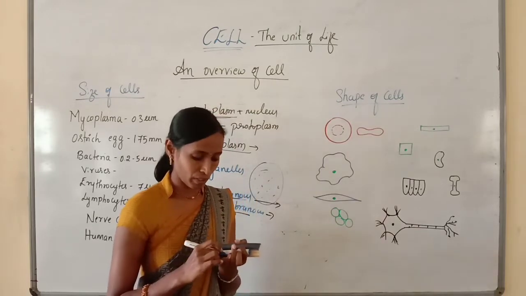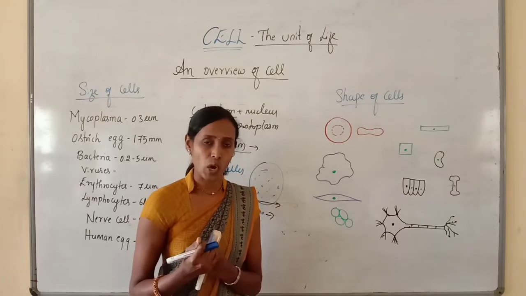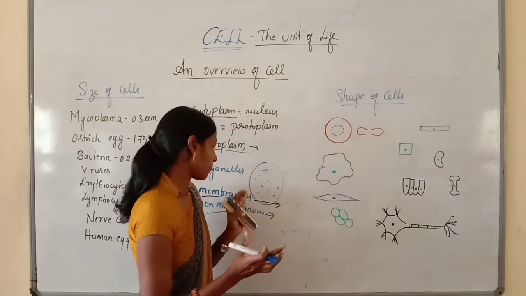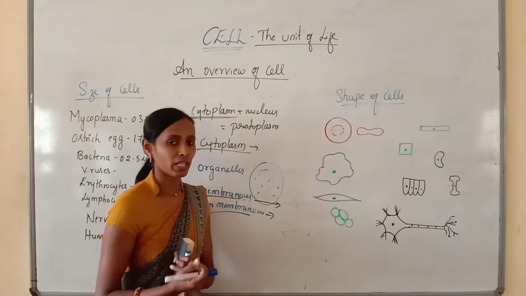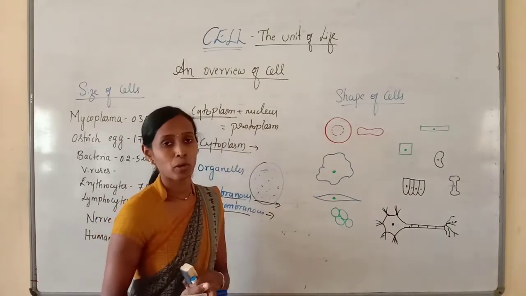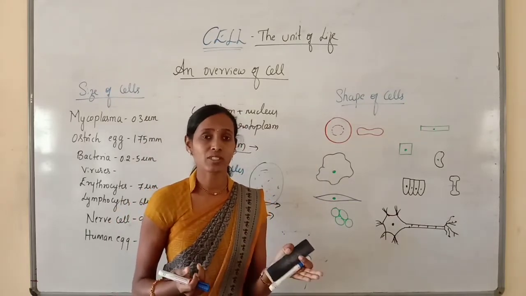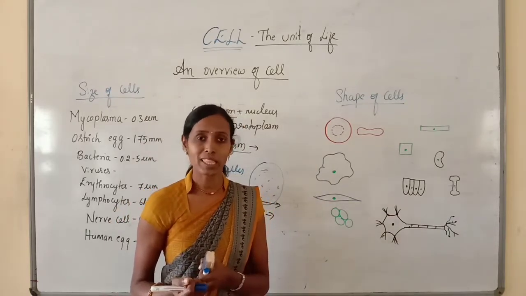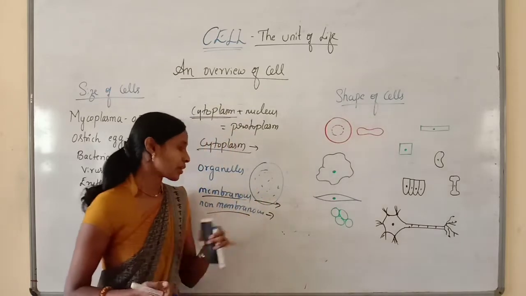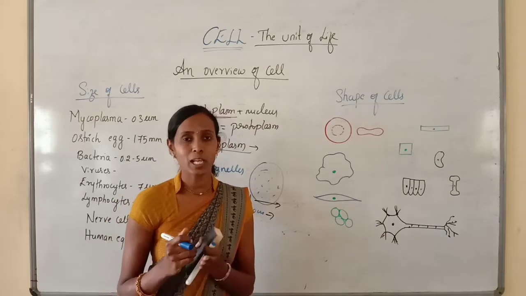These are very important. The membrane bound structures are called organelles. If they contain a membrane, they are membranous. If they do not contain a membrane, they are non-membranous structures. The membrane bound cell organelles are mitochondria, Golgi complex, chloroplast, endoplasmic reticulum, lysosomes, etc. But the non-membranous cell organelles are centrosomes and ribosomes.